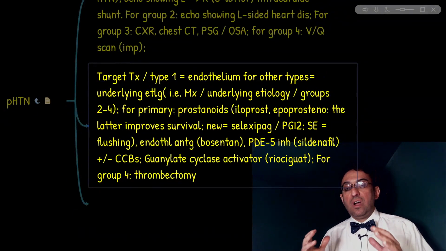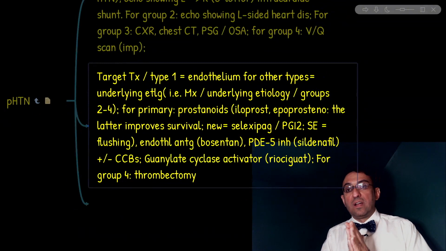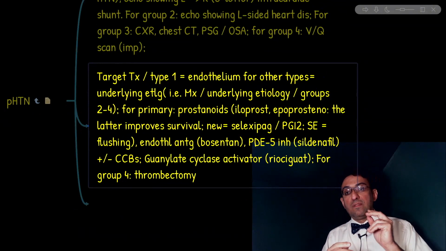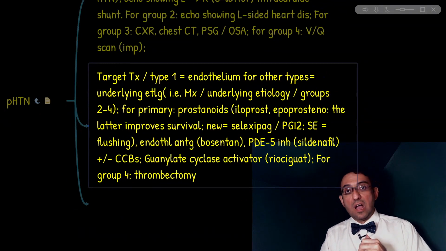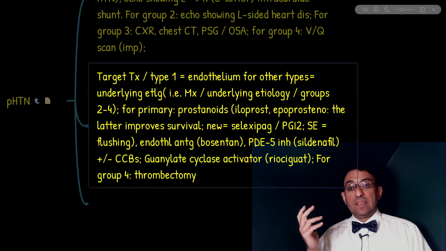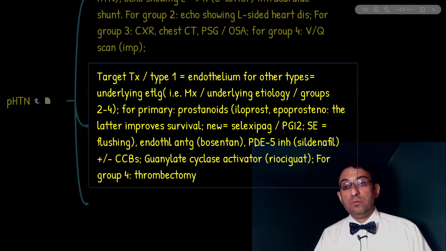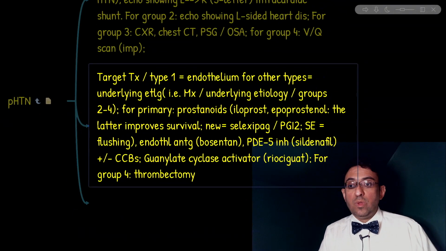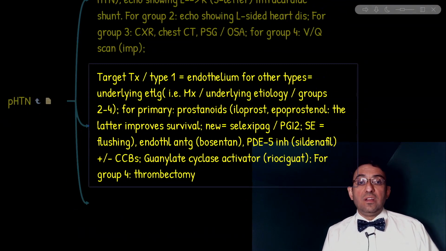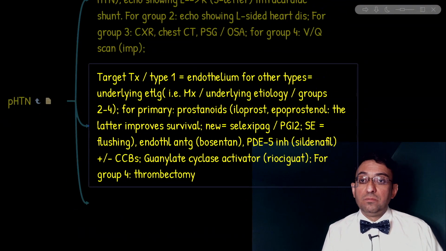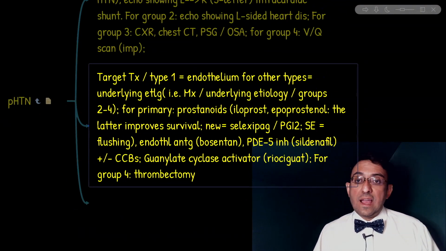Remember, the treatment of group 1 requires targeting the endothelial changes, but groups 2, 3, 4, and 5 are treated by addressing the underlying etiology. Mention 5 groups of medications that could be used in group 1, or pulmonary arterial hypertension. We use prostanoids, which are prostaglandin analogs, especially that of prostacyclin, prostaglandin I2, including iloprost and epoprostenol, as well as a new drug, selexipag.